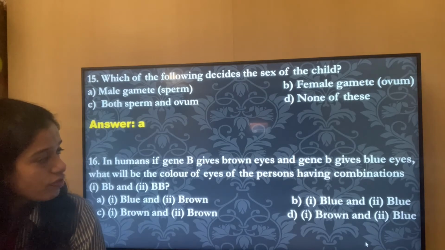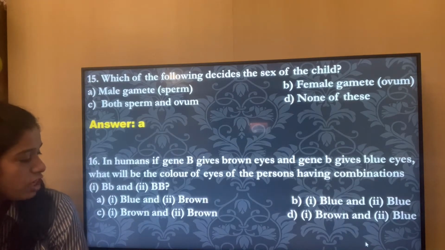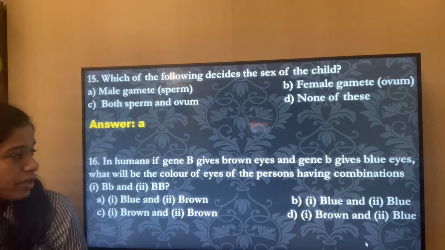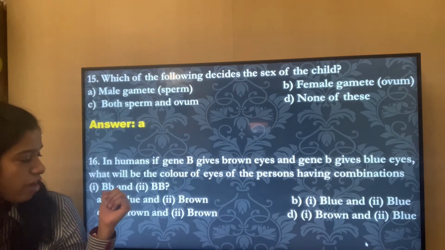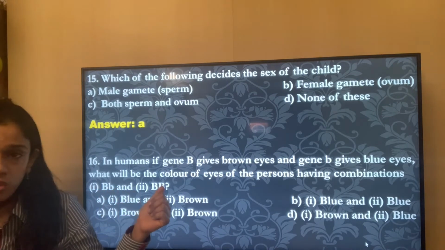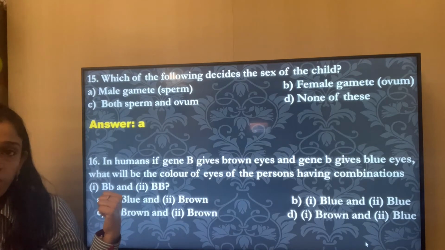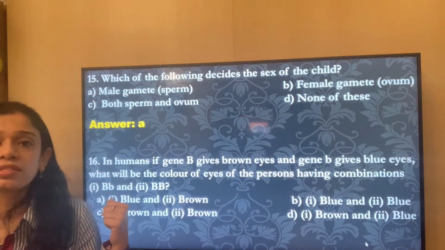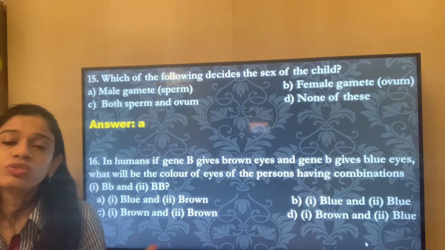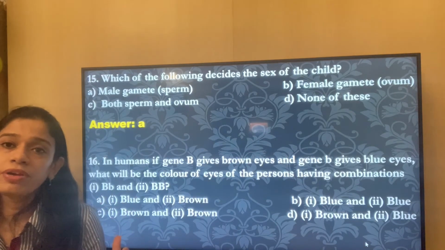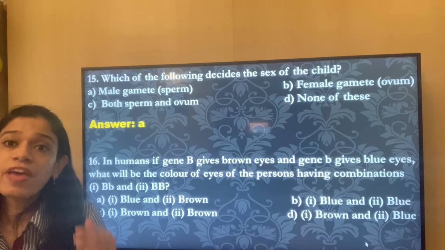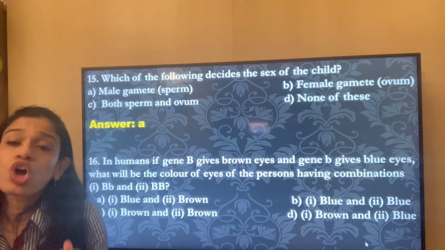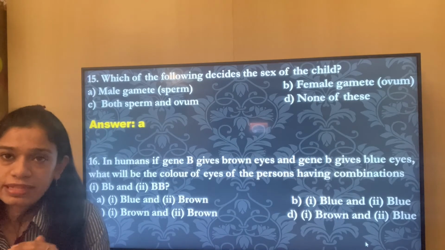In humans, if a gene B gives brown eyes and gene small b gives blue eyes, what will be the color of the eye of the person having the combination capital B, small b, and capital B, capital B? Now in both the cases you have capital B in the options. One is capital B, small b. Small b means it is a recessive trait, whereas capital B means it's the dominant trait. We have told you the dominant gene or trait always expresses itself whenever and wherever it gets a chance. In presence or in absence of a recessive, it will always express itself.